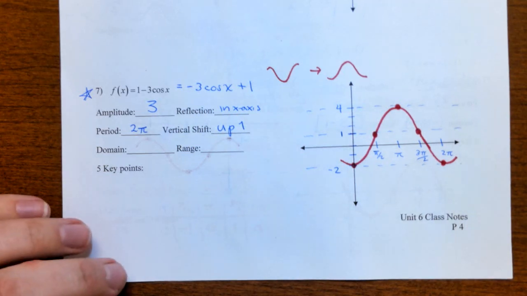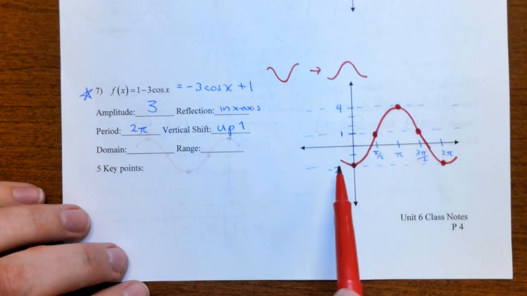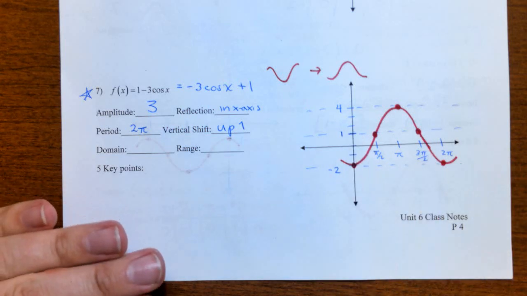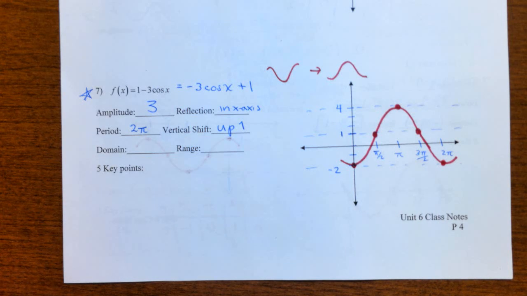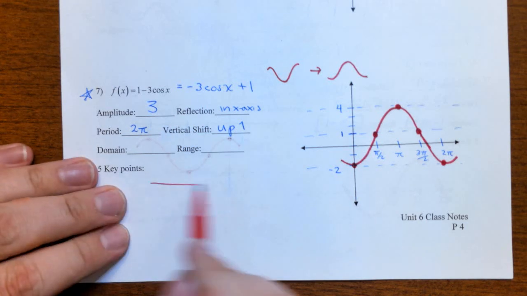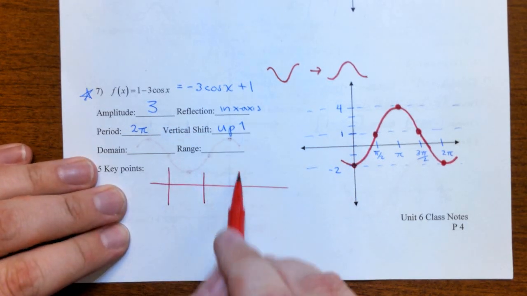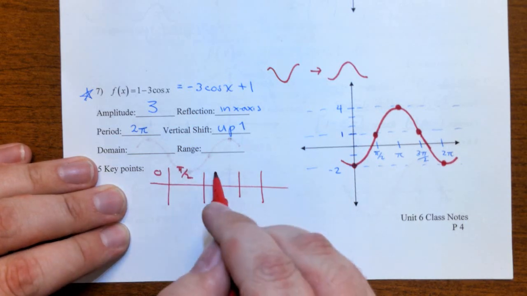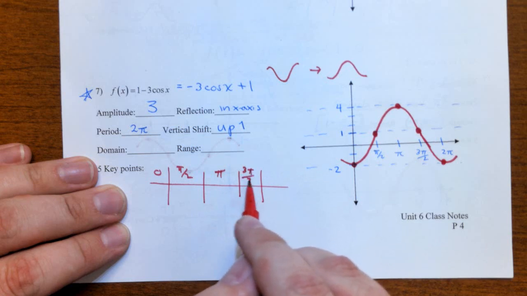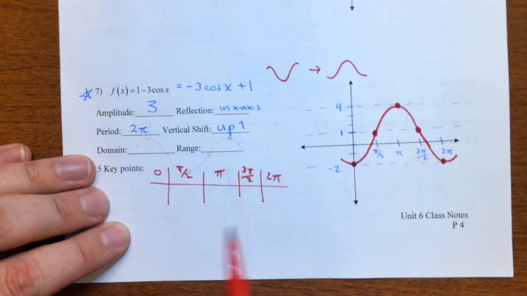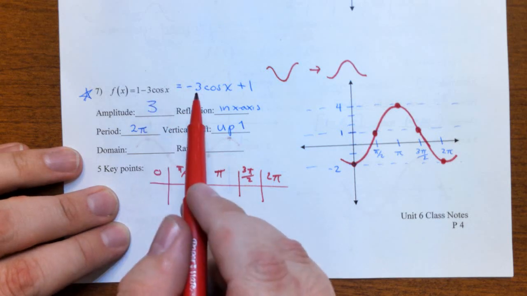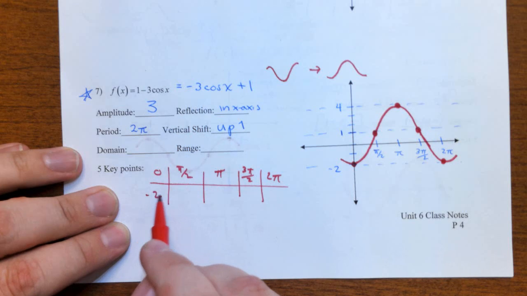Now again, I can write down my key points, but it helps a lot of the time to just understand this whole idea of where am I starting, am I going up, am I going down, what values am I going between. We can simplify what we're looking at by thinking of it in those terms. My key points, if I write that out, 0, pi over 2, pi, 3 pi over 2, and 2 pi. Again, I know that cosine normally starts up high, but this will start down low at 1 minus 3, or -2.